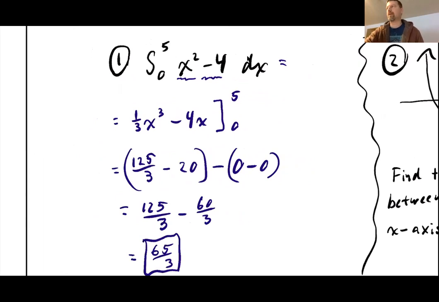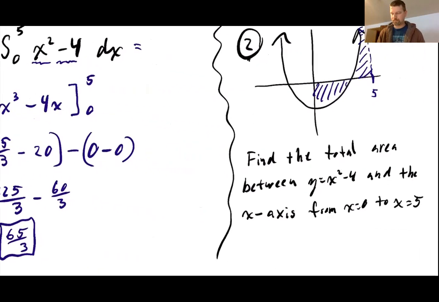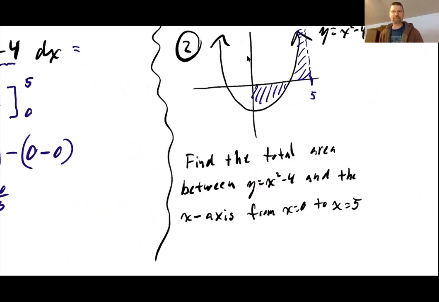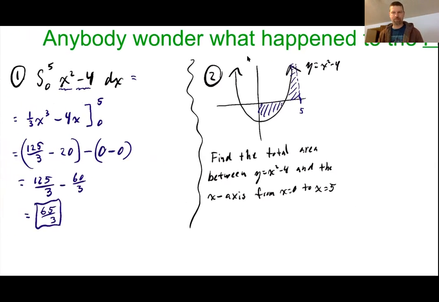Now, the other one. The answer to this is not going to be the same. It's not going to be 65 thirds. It's going to be less than 65 thirds. In fact, it could be a negative number. My guess is it would probably be a negative answer. Somebody talk to me about why the answer is not going to be the same for problem 2.